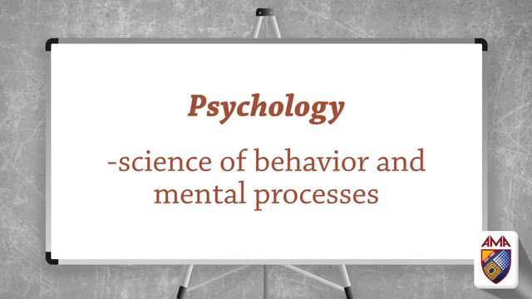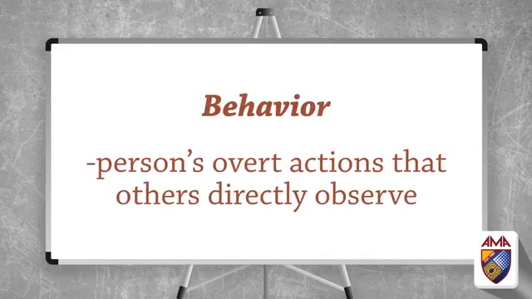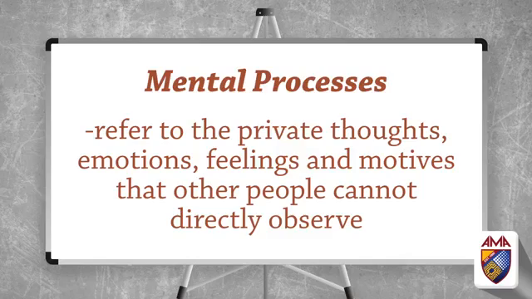Psychology is defined as the science of behavior and mental processes. This definition contains three key terms: science, behavior, and mental processes. Behavior refers to all of a person's overt actions that others directly observe. When you walk, speak, or frown, you are behaving in this sense. The term mental processes refers to the private thoughts, emotions, feelings, and motives that other people cannot directly observe. Your private thoughts and feelings about your dog catching a frisbee in midair are examples of mental processes.